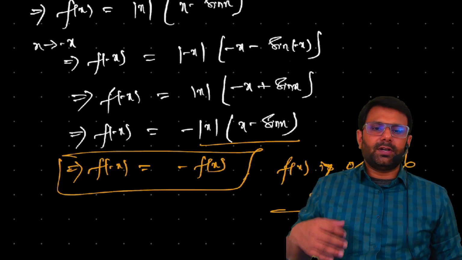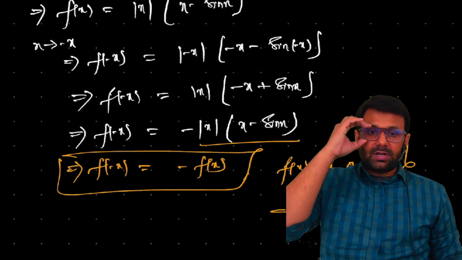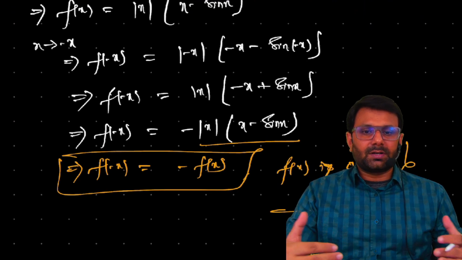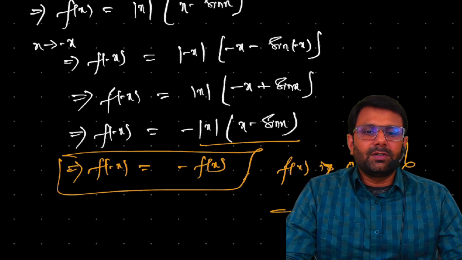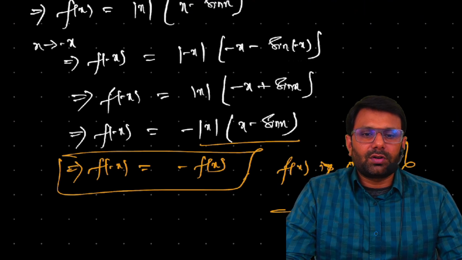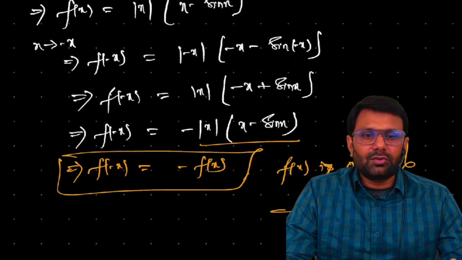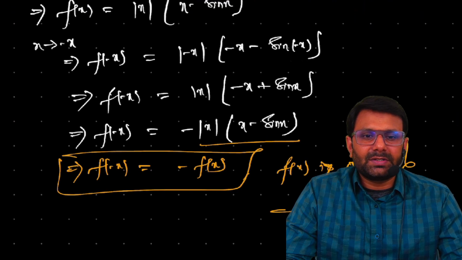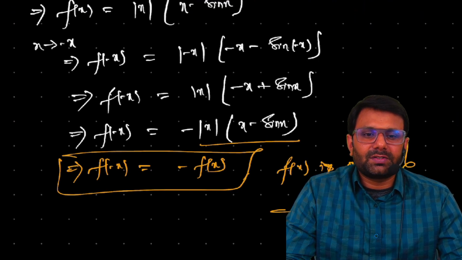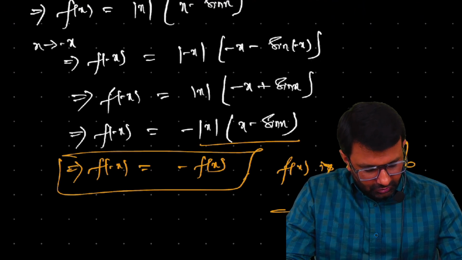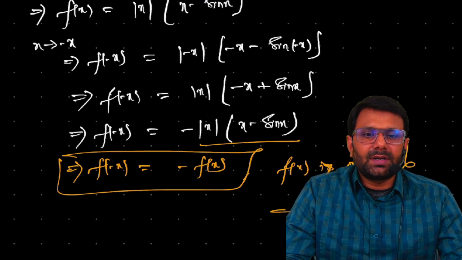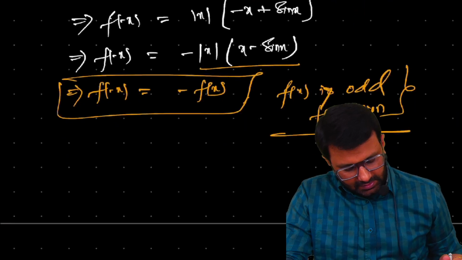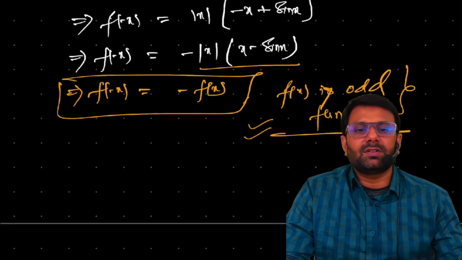So why did I calculate even or odd here? Because after deciding even or odd, I will draw the graph. If function is odd, graph will be symmetric about origin. Yes or no? If function is even, graph is symmetrical about y-axis. All these things I have discussed in graphical transformation. Yes or no? So now the function is odd, graph is symmetric about origin. So my first step is over.